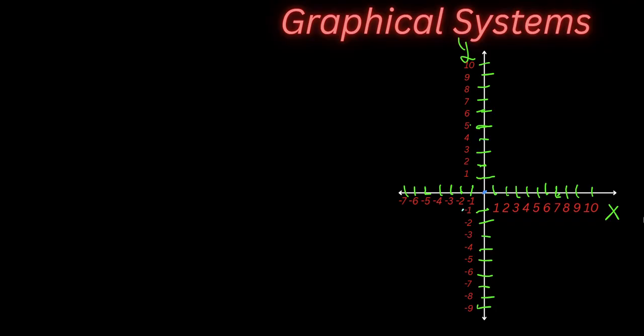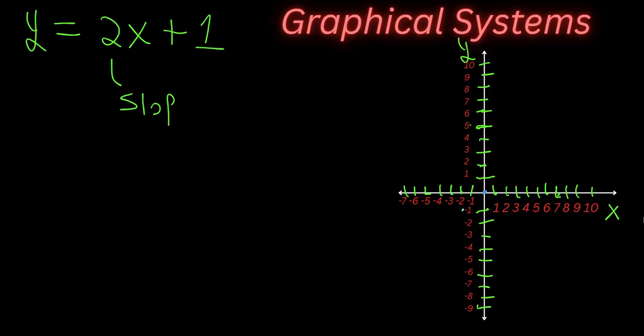When you're graphing a line, you need to have an equation that is in slope-intercept form. At least that's the easiest way to do it. And you'll have your slope and your y-intercept. And based on those two facts, you'll be able to graph y equals 2x plus 1.